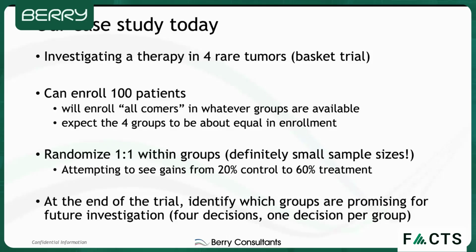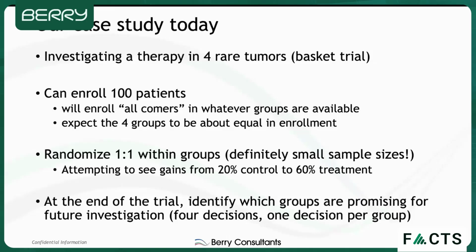We can enroll here. We've got a budget for 100 patients. We've got time for 100 patients. They're rare tumors, so it's going to take a little while to enroll. And we're going to enroll all comers here. So we're going to basically open enrollment to our 4 tumor types, and whoever comes in the door, we're going to go ahead and take them.